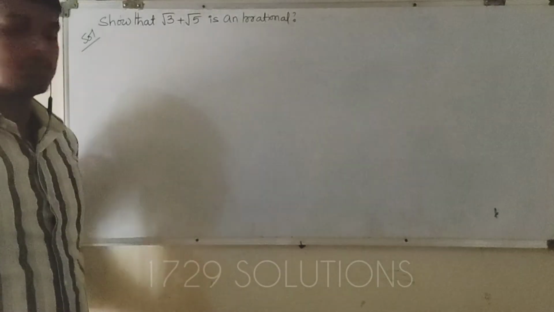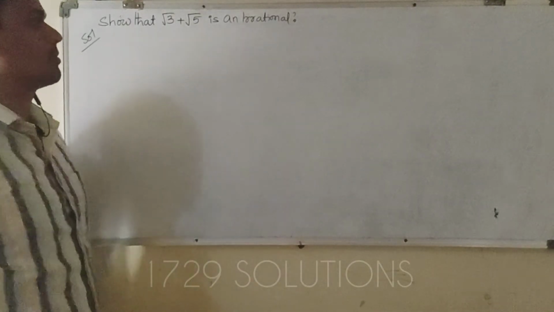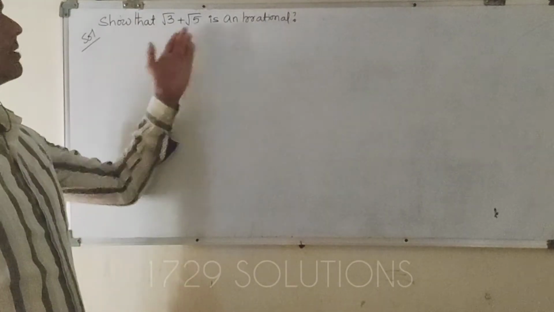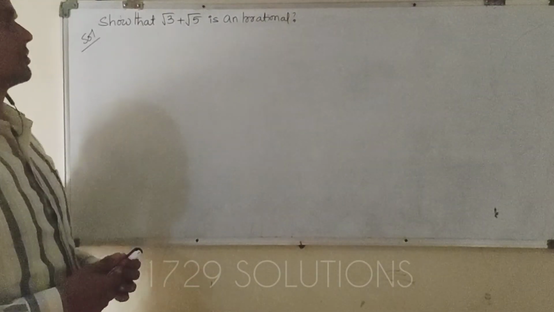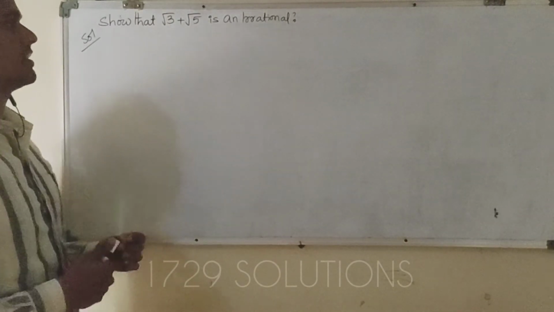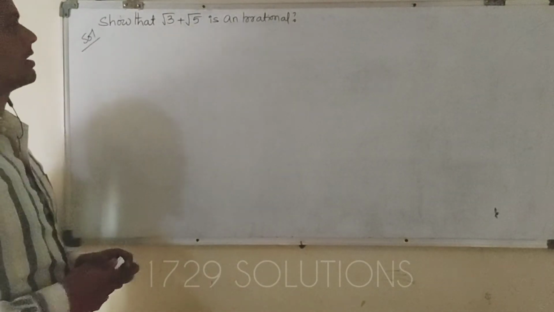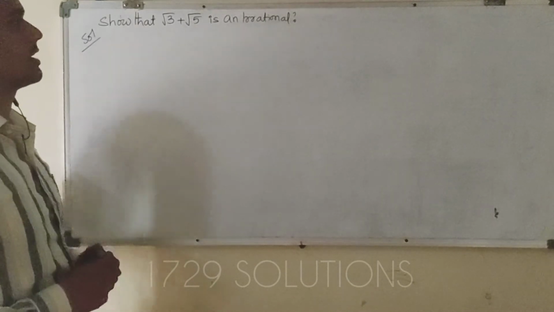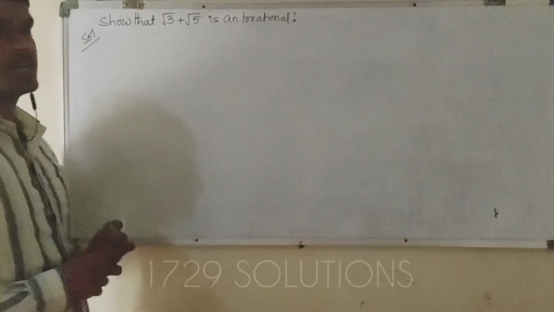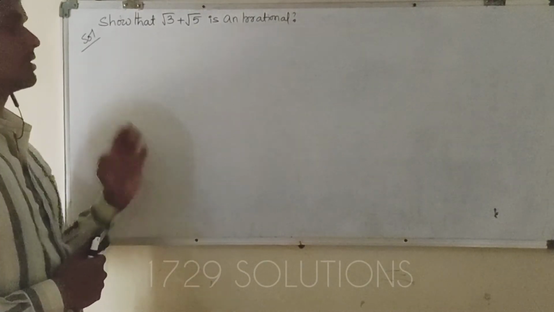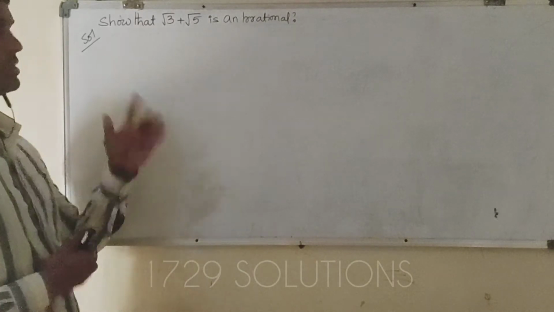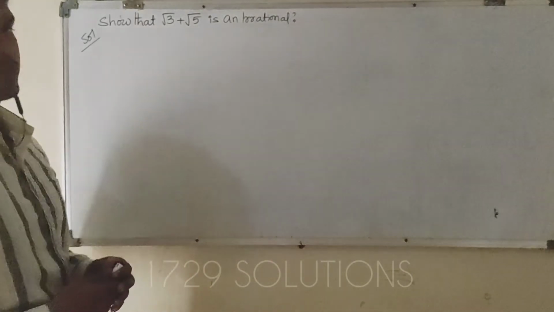Hi everyone. Today, one more problem to show an irrational number: root 3 plus root 5. We need to show root 3 plus root 5 is an irrational number. We already discussed in our previous videos how to show single square roots like root 2, root 3 and root 5 are irrational. Also we did a combination of rational and irrational. Now it's time for a combination of two irrational numbers, root 3 and root 5.